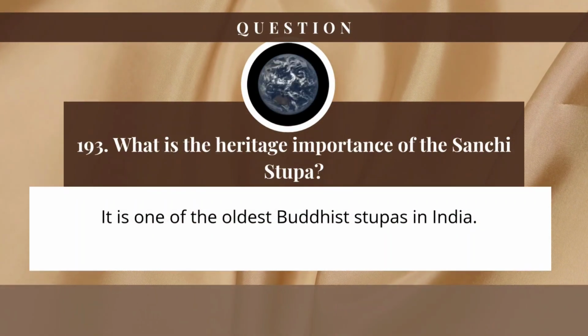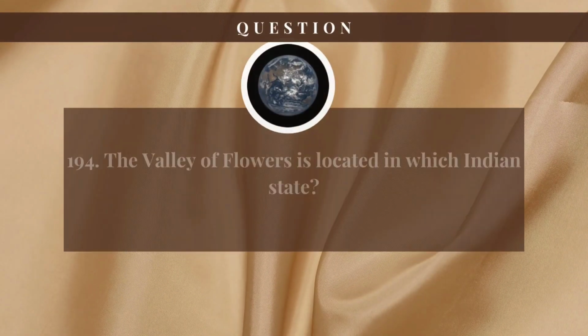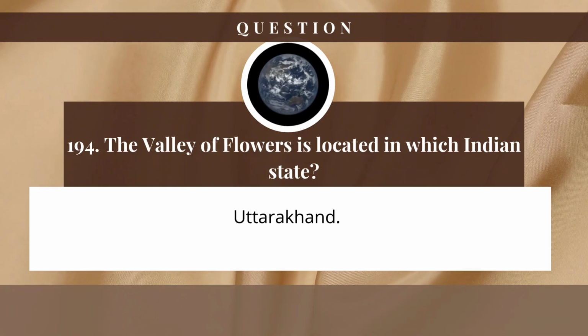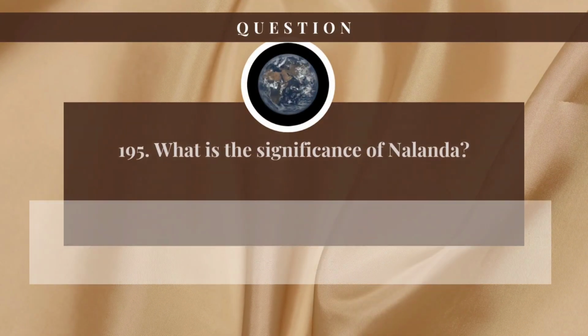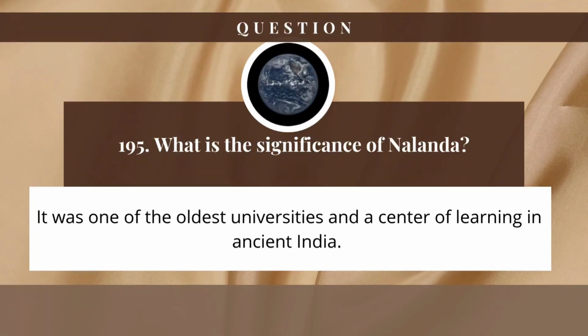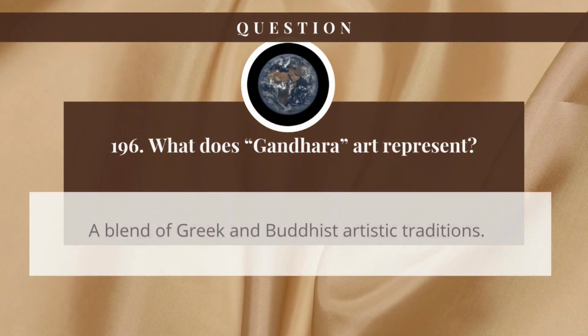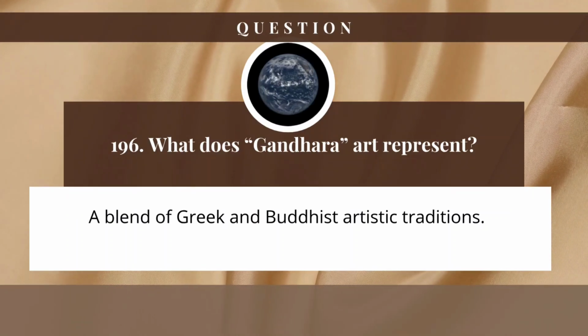193. What is the heritage importance of the Sanchi Stupa? Answer: It is one of the oldest Buddhist stupas in India. 194. The Valley of Flowers is located in which Indian state? Answer: Uttarakhand. 195. What is the significance of Nalanda? Answer: It was one of the oldest universities and a center of learning in ancient India. 196. What does Gandhara art represent? Answer: A blend of Greek and Buddhist artistic traditions.